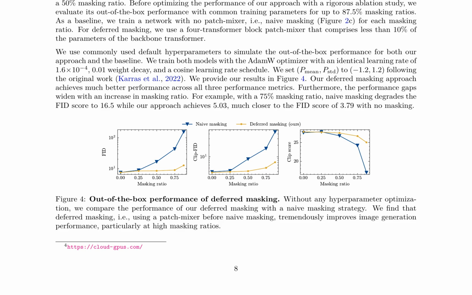The authors evaluate the effectiveness of their deferred masking approach and investigate the impact of individual design choices on image generation performance. They train each model for 60K optimization steps with the AdamW optimizer and exponential moving average with a 0.995 smoothing coefficient enabled for the last 10K steps. The results show that deferred masking achieves much better performance across all three performance metrics, particularly at high masking ratios.